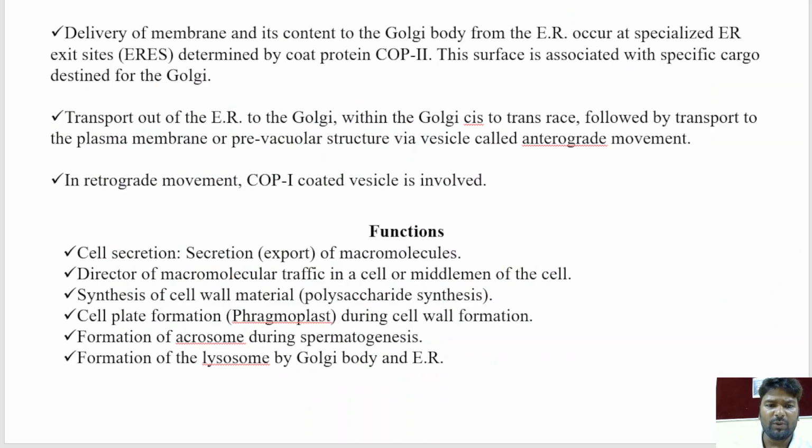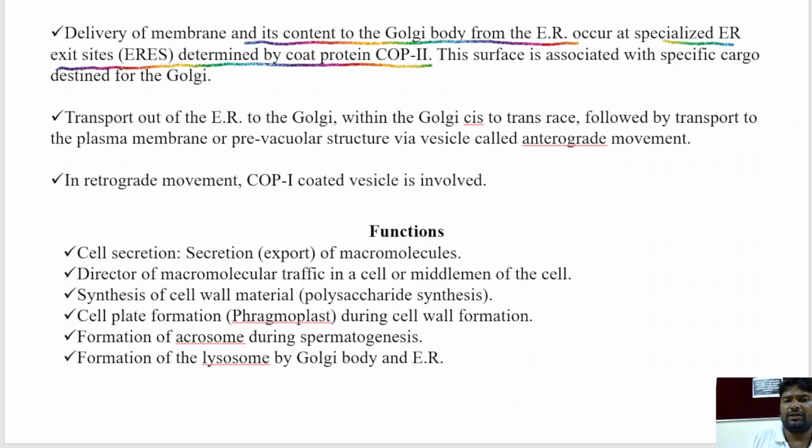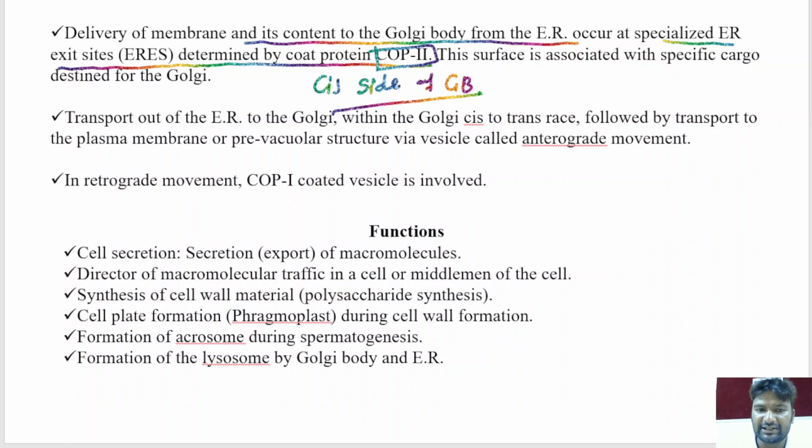So, delivery of membranes and its content to the Golgi body from the endoplasmic reticulum occurs at specialized endoplasmic reticulum exit sites determined by the COPII proteins. So, friends, at the cis side of the Golgi body, there is a second protein which accepts the delivery of membrane and its content.